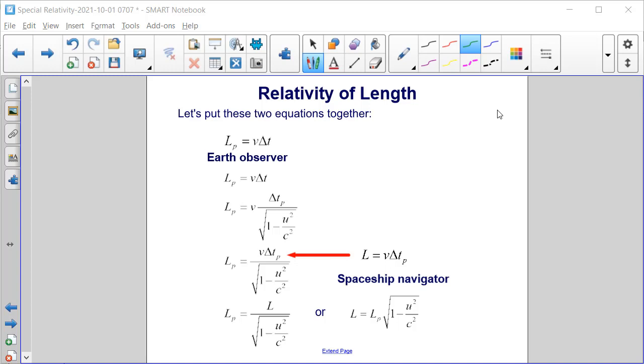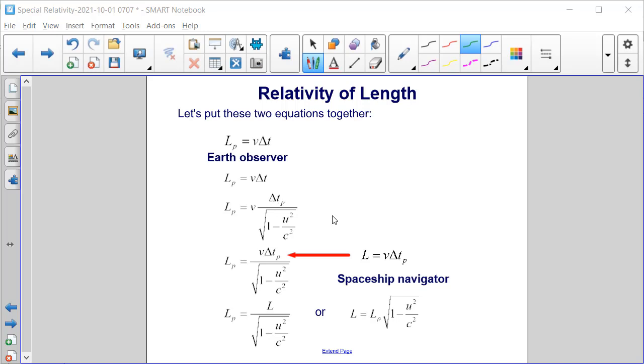All right, since the velocity is the same, we can put these two equations together. So for the Earth observer, the proper length is the speed of the spacecraft times the observed time, delta t. Now, for delta t, I'm just substituting for delta t p and the Lorentz factor. Okay, so the Lorentz factor is 1 divided by root 1 minus u squared over c squared, and then multiply all of that by the proper time.